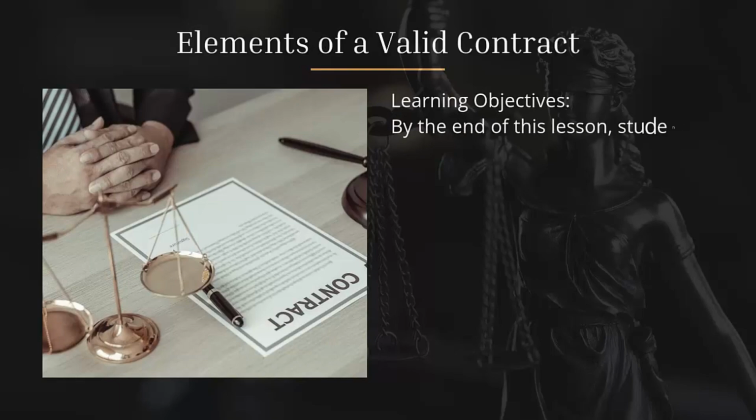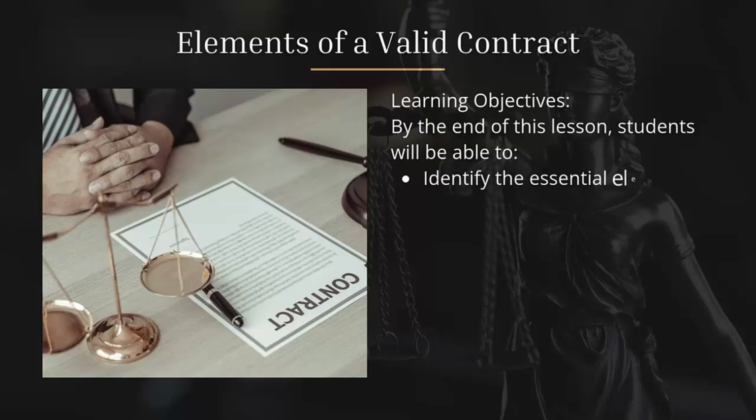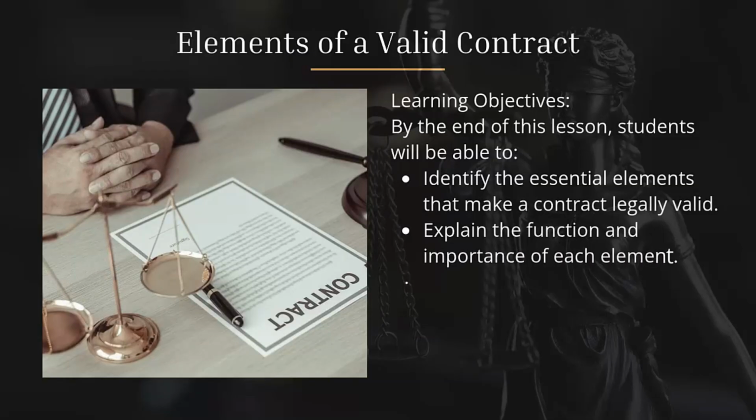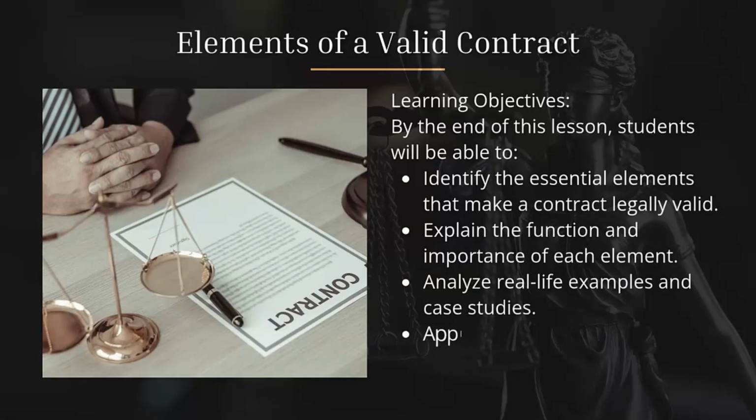Elements of a valid contract. Learning objectives. By the end of this lesson, students will be able to identify the essential elements that make a contract legally valid, explain the function and importance of each element, analyze real-life examples and case studies, and apply the elements to determine if a valid contract exists.